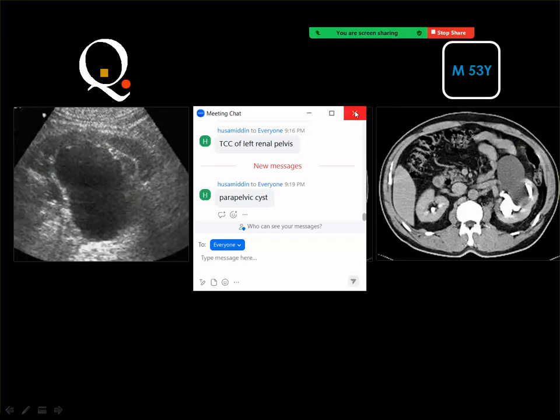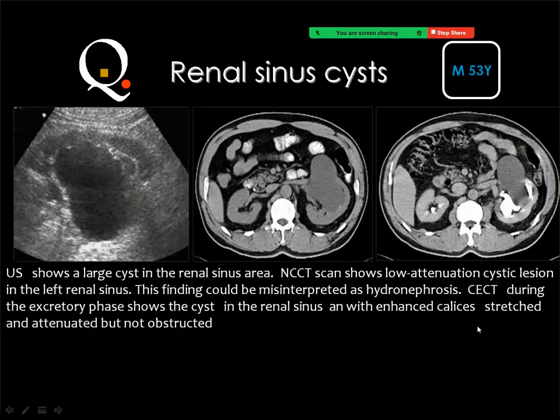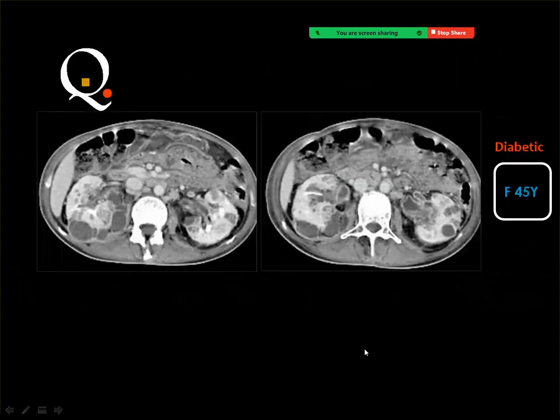Yes, and the answer is right. This is a parapelvic renal cyst. It has the typical cyst criteria in ultrasound, and after contrast injection you do not see any contrast material within the lesion, denoting that it is extracalyceal, meaning that it is a renal sinus cyst or a parapelvic cyst.